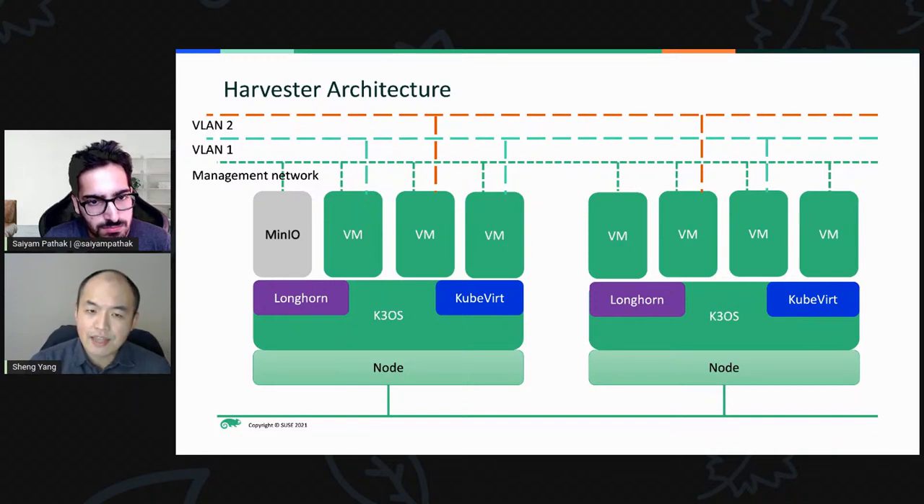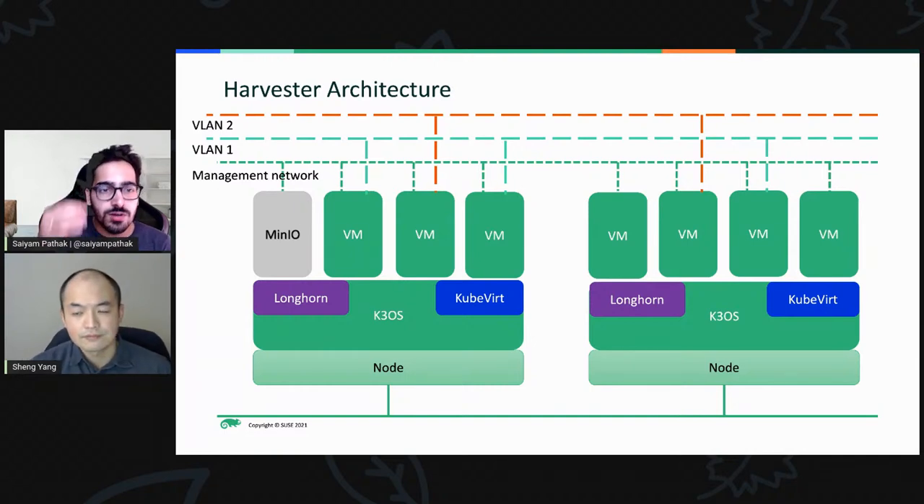You can also see that on this diagram we have defined two VLANs as well as another management network. The VMs can select to connect to the management network, one of the VLANs, or just the management network. So that's the whole architecture of Harvester. It's in fact extremely simple. And as I mentioned before, that K0S part might change, but the others will likely stay for the GA release.